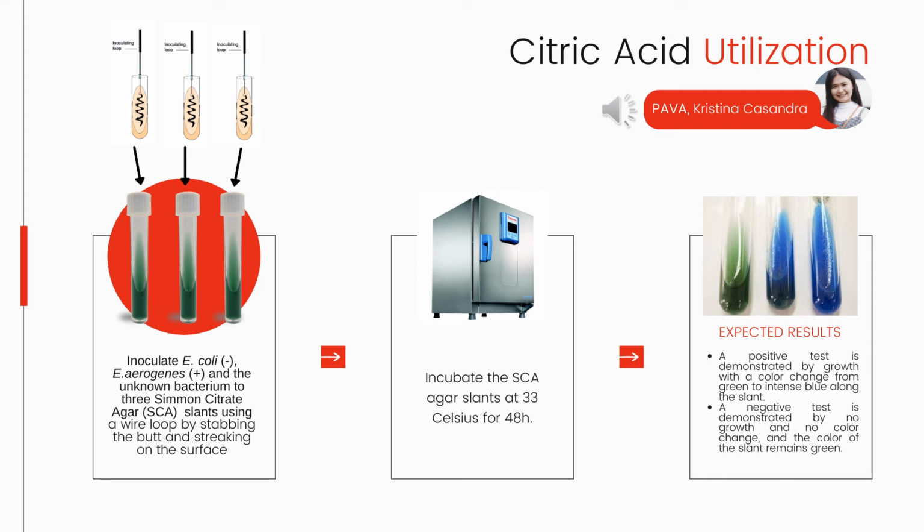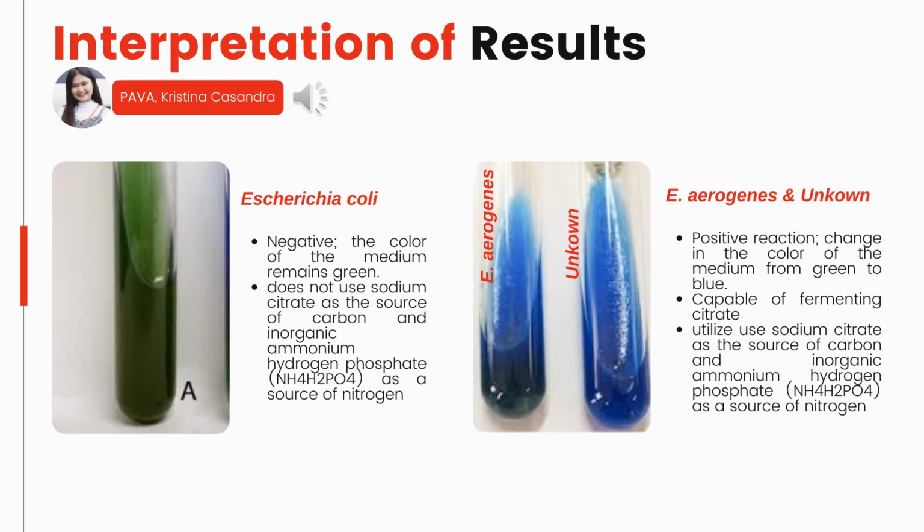So the expected results will be if it is a positive test, it will demonstrate a growth with a color change from green to intense blue along the slant. If it has a negative result, it demonstrates by no growth and no color change, and the color of the slant remains green.